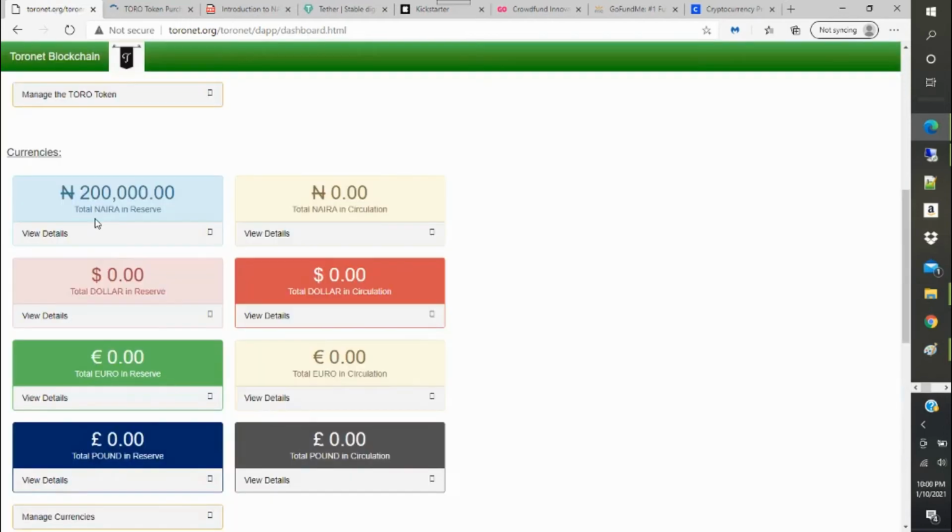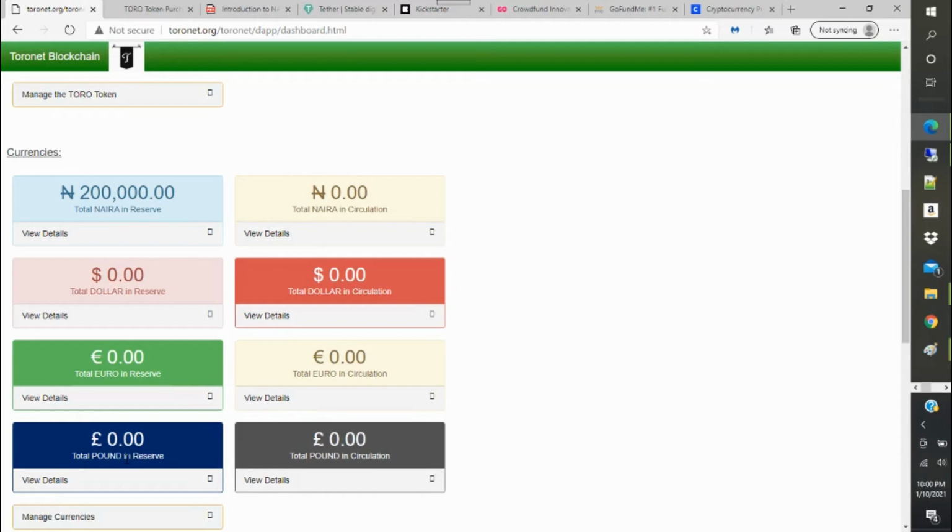So on this blockchain now, there's 200,000 Naira in reserve, which is backed by real world 200,000 Naira, proven in some bank account in the real world. And there's no dollar in the reserve, no euro, and no pounds. Now, in this system, to make this simple, a reserve account for the Naira is different and separate from the dollar reserve account, which is separate from the euro and separate from the pound, just for ease of accounting. But they are all reserve accounts that maintain what is belonging to the reserve, which is operated by the foundation.